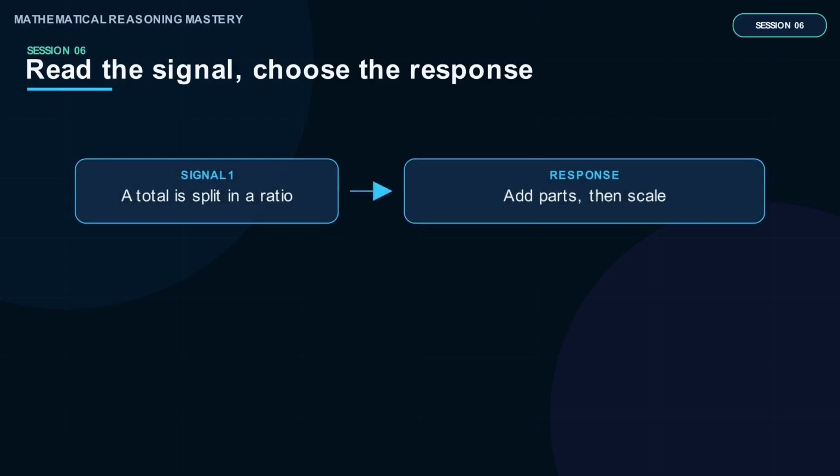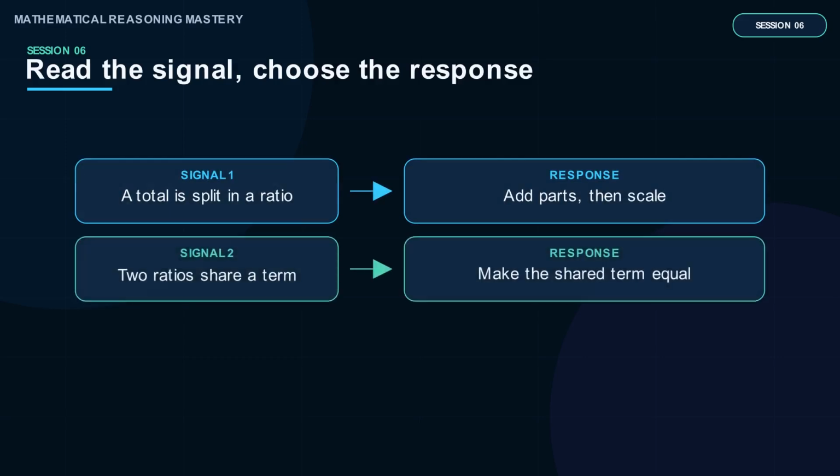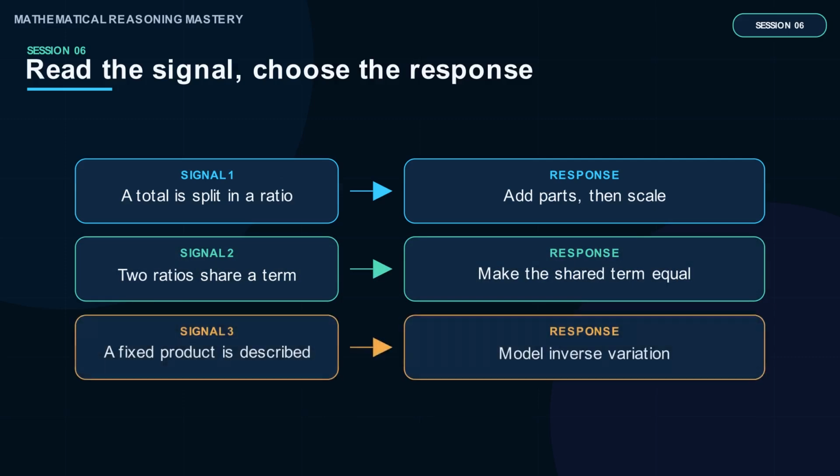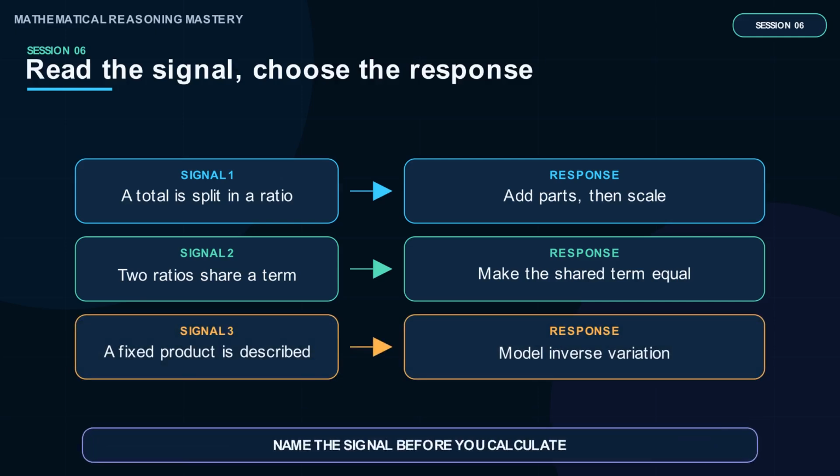Signal 1 is a total split in a ratio. Respond by adding parts, then scaling. Name the response before calculating. Signal 2 is two ratios share a term. In that case, make the shared term equal. The form tells you which tool fits. Signal 3 is a fixed product is described. Remember, model inverse variation. This separates plausible work from valid reasoning. If you cannot name the signal, pause and classify. A deliberate choice of method is usually faster than repairing a rushed setup.